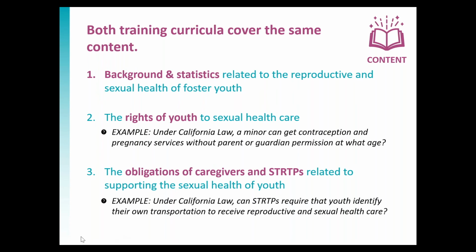So what we're really talking about here is answering questions like these. For example, under California law, a minor can get contraception and pregnancy services without parent or guardian permission at what age? Or under California law, can STRTPs require that youth identify their own transportation to receive reproductive and sexual health care? If you take one of these trainings or offer one to your staff, you would leave, or they would leave, knowing the answer to both of these questions. These are the types of questions that people frequently ask and that we cover in the training. Next slide.